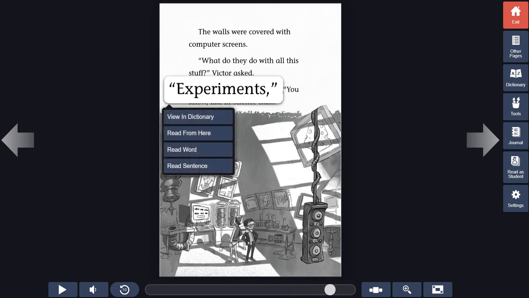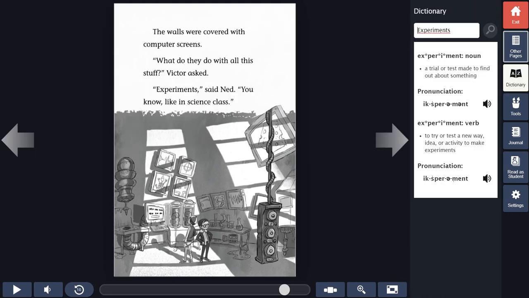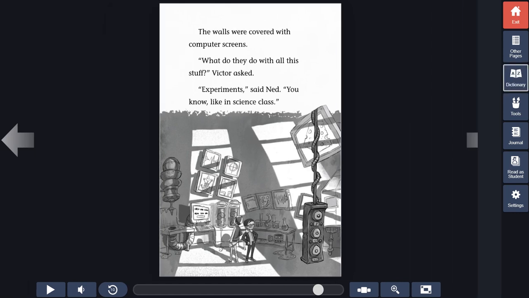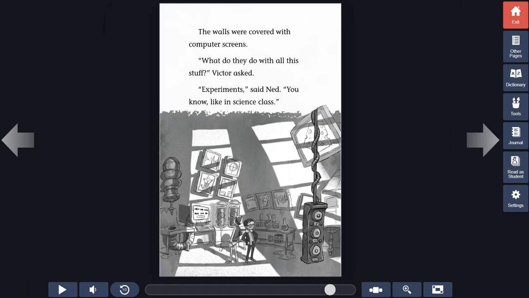So the word experiment, scientists do experiments. And let's see, a trial or test made to find out about something. Yeah, it's usually done by the scientists to discover stuff, find stuff, invent stuff.